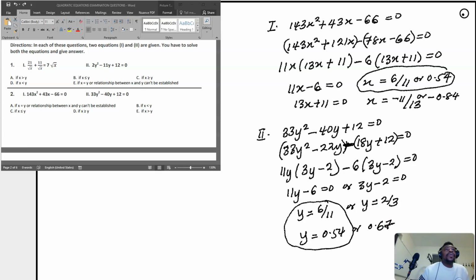So what can we choose here? I will give you 3 seconds to think about it. Okay, so you see x is less than y, of course, right? x is less than y, but we have a value of x that is equal to y. 0.54, y is equal to 0.54, but there's a value of y that is greater. So our option is going to be C, if x is less or equals to y.